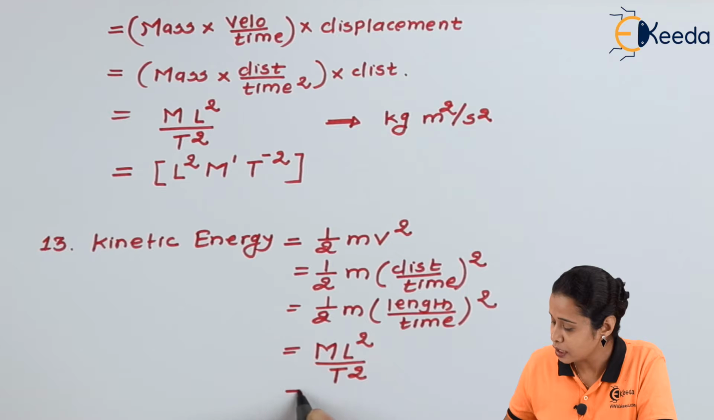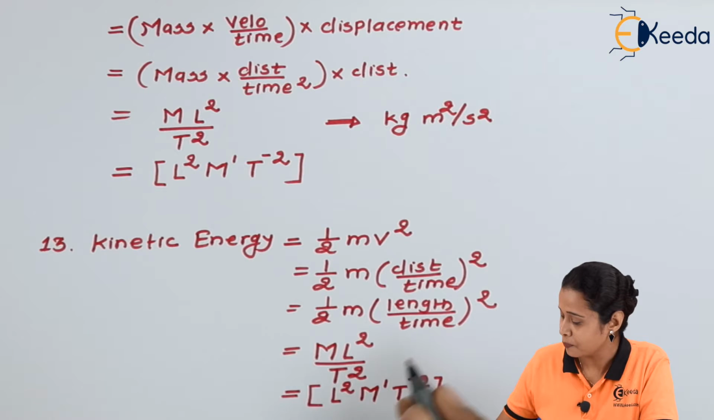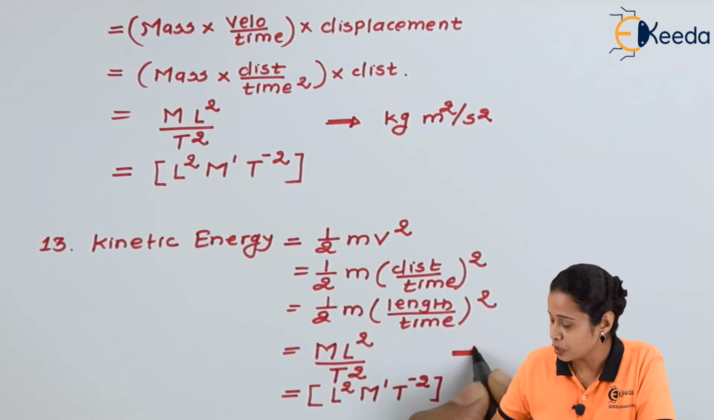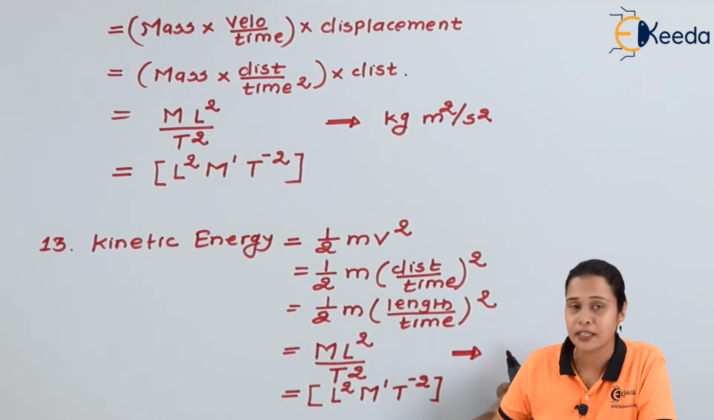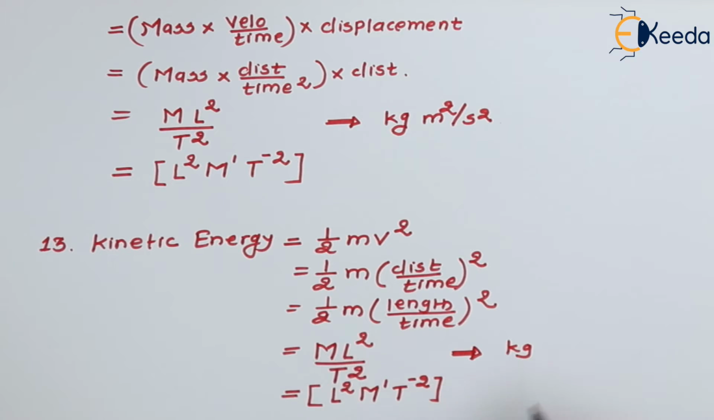If you want to write down the dimensions, we will write dimensions L square m1, T is in the denominator, so we'll write T minus 2. And if you want to write down the units, the unit of mass is kg. Unit of length is meter. Here we have length square, meaning meter square, upon T square, that is second square. So the unit of kinetic energy is kg meter square per second square, and the dimension of kinetic energy is L2 m1 T minus 2.